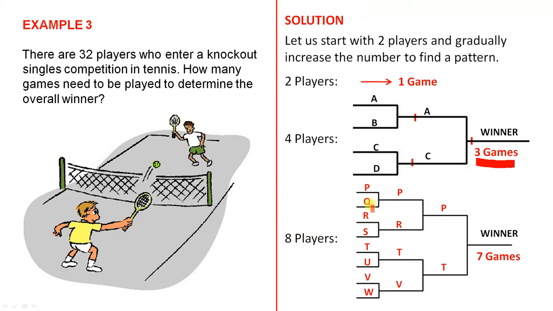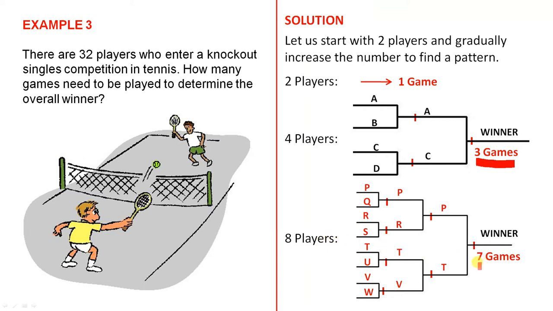So 8 players, PQRSTUVW. You've got 4 games. 1, 2, 3, 4. See that? 4 games there. Then you've got another 2 to get to the semi-final. That's 6. And then you've got another game to get to the winner. That's 7. Now, let's see what pattern has emerged. If you have 2 players, you have to play 1 game. 4 players, 3 games. 8 players, 7 games.